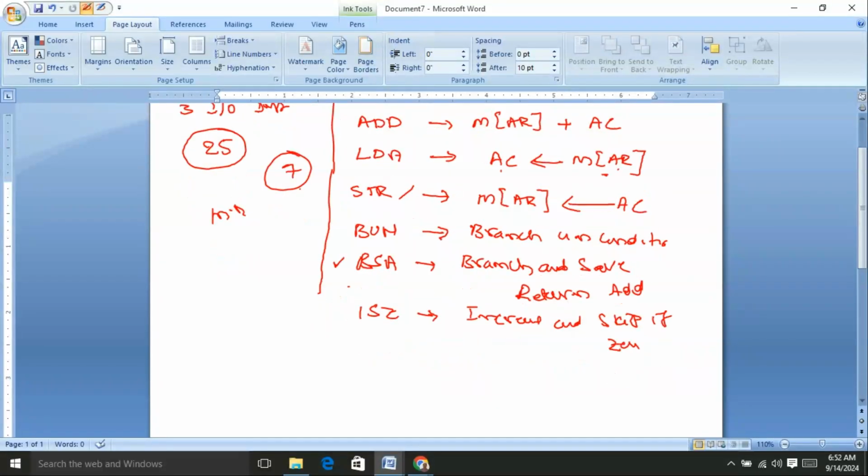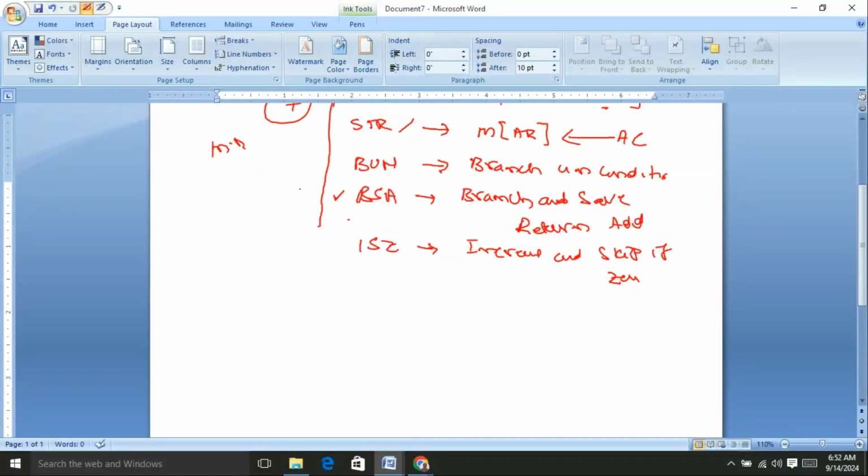The next ones are the register reference instructions. There are 12 register reference instructions. The first one is CLA, clear the accumulator. The second one is CLE, clear the overflow flag. The third one is CMA, complement accumulator. The next one is CME, complement the overflow flag.